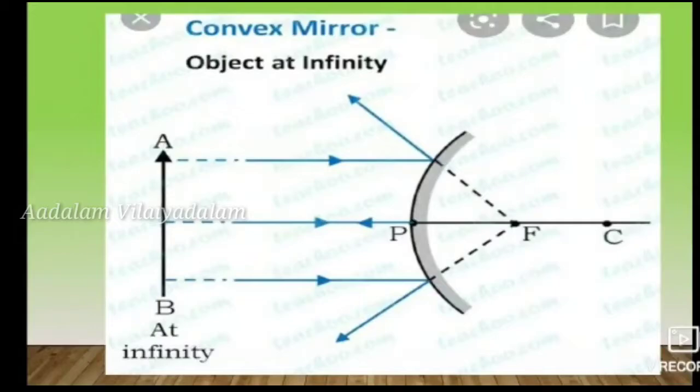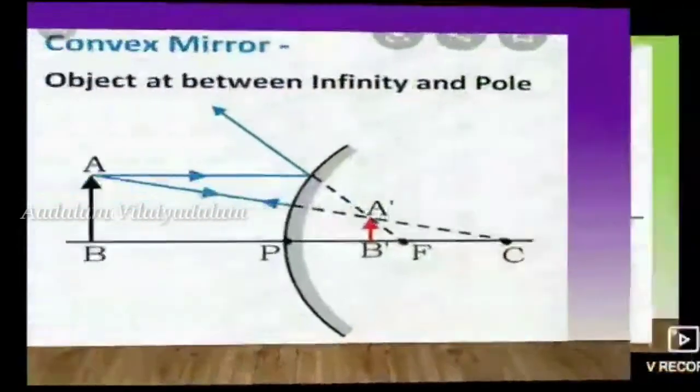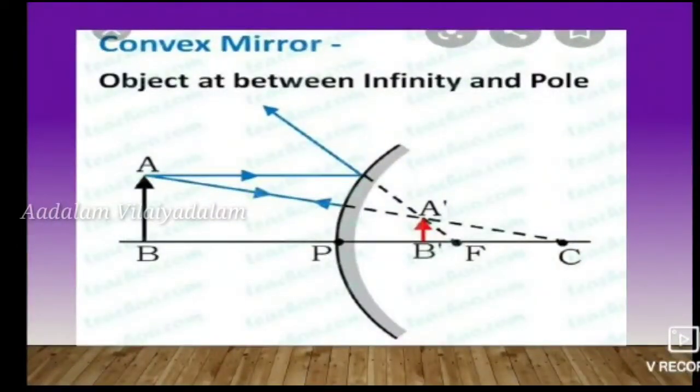And the size of the image is highly diminished, that means very small in size, and the nature of the image is virtual and erect. Because it is a convex mirror, we will get a virtual image. And the second one is, we have to place the object AB between infinity and the pole.